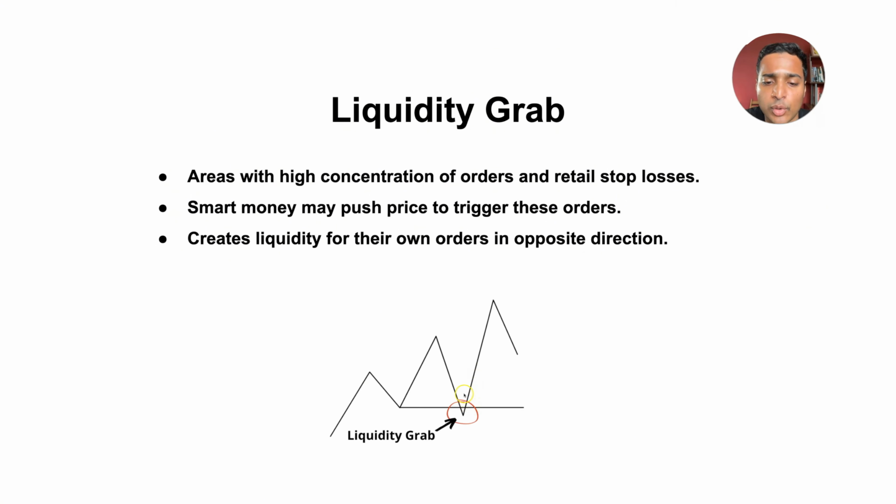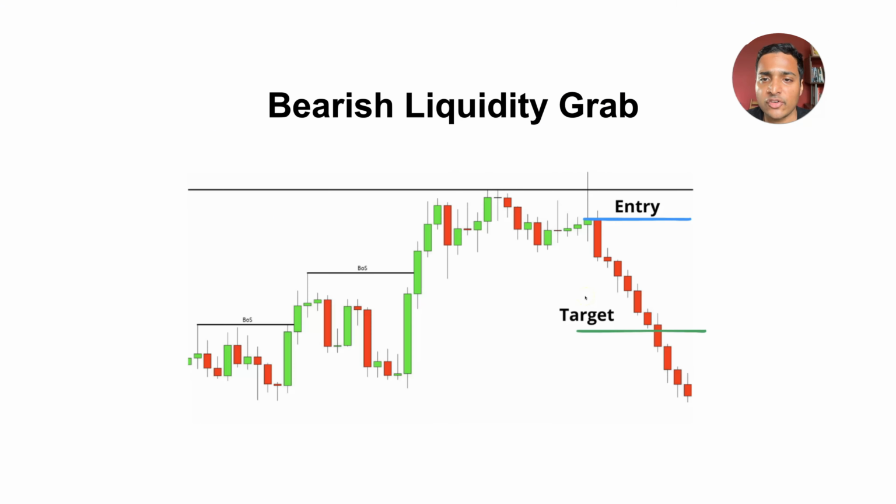For example, price wicks down here, taking out the stop losses of retail traders, allowing smart money to fill in their big orders, and the price reverses and then continues in the initial intended direction. This is an example of a bearish liquidity grab.